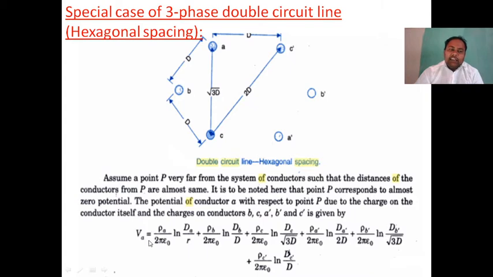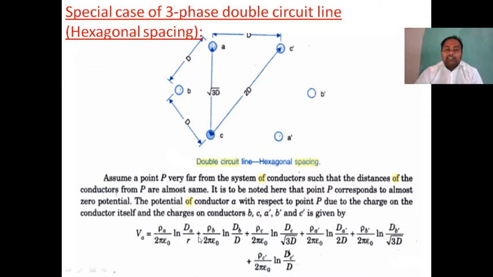So consider VA equals rho A by 2 pi epsilon naught log dA by R. This is the electric field intensity formula, and already we know this formula: rho A by 2 pi epsilon naught log dA by R. What is dA? I already told you that dA is the distance between conductor A and point P. R is the radius of the conductor, since conductor A is the reference.